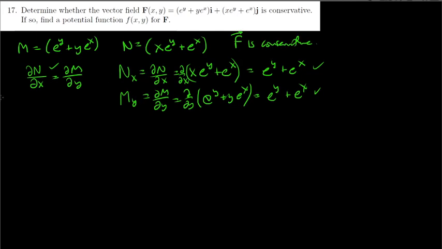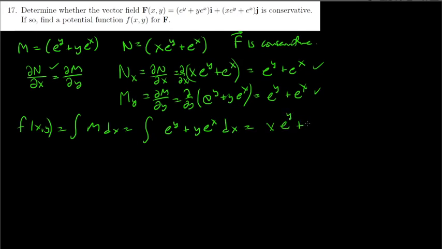And now we can find the potential function by just integrating m with respect to x. So the integral of e to the y plus y e to the x with respect to x is going to be x e to the y plus y e to the x plus possibly some function of y that we don't know about yet.